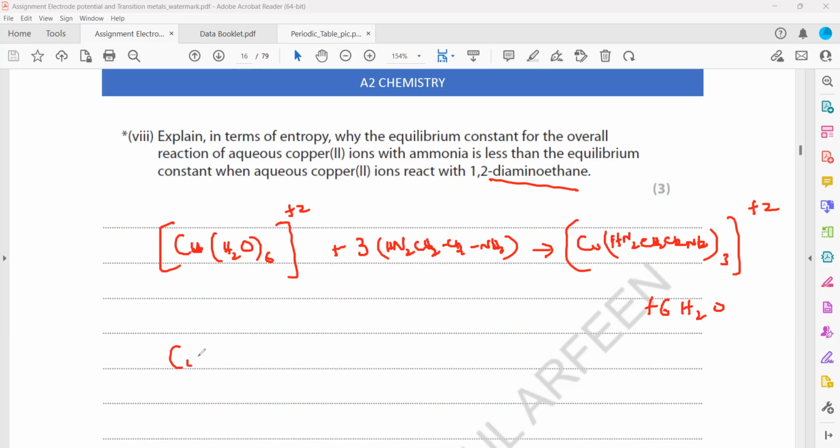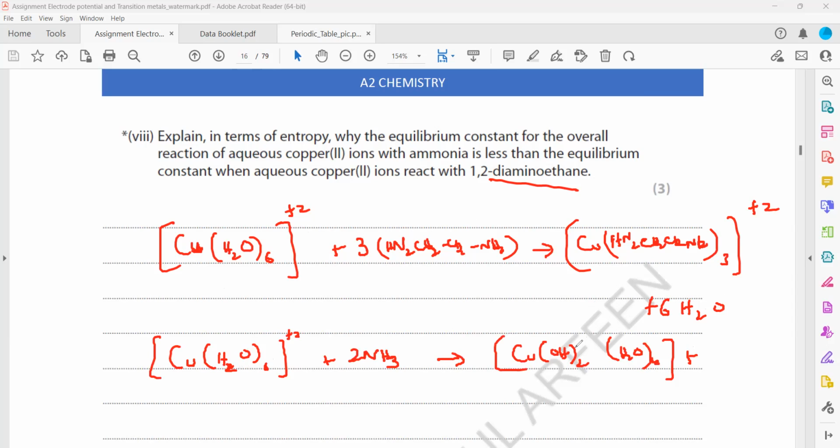But when ammonia is replacing, you see NH3 is there. So as a result, what will it form? It will form Cu(OH)2(H2O)4, as the acid-base reaction occurs. This will be solid because there is no charge on this complex, plus 2 ammonium ions, which accept protons. So first, this is solid. This one is aqueous. This one is aqueous. Ammonia is aqueous.